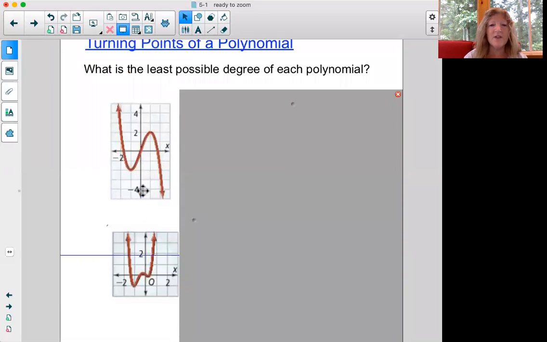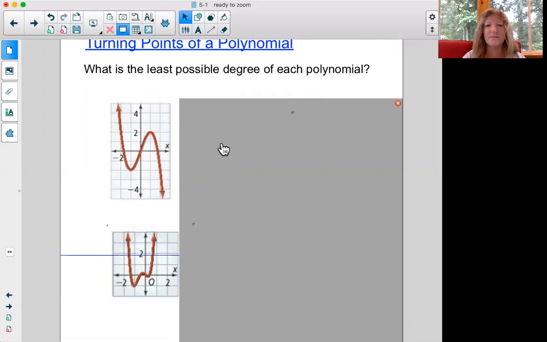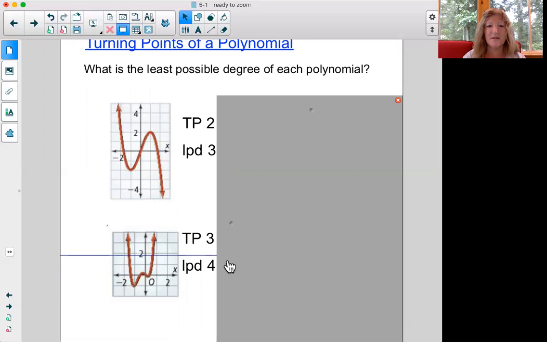So given these graphs, count how many turning points and figure out what the least possible degree has to be of the polynomial that generated that graph. Going down, now I'm going up, now I'm going down. 2 turning points. Here, going down, up, down, up, 3 turning points. So if I have 2 turning points, add 1, the least possible degree is 3. If I have 3 turning points, add 1, the least possible degree is 4.